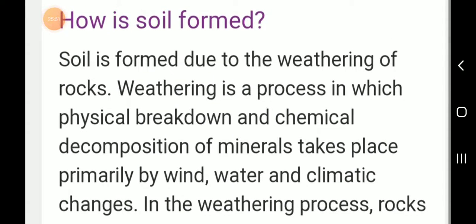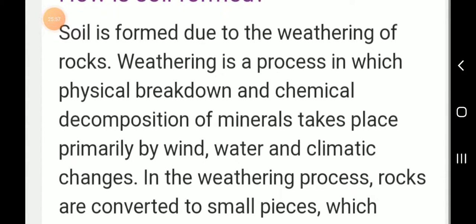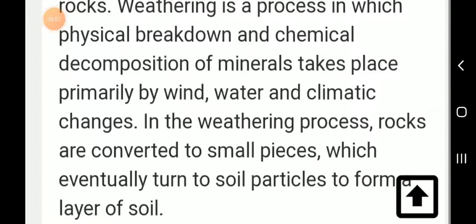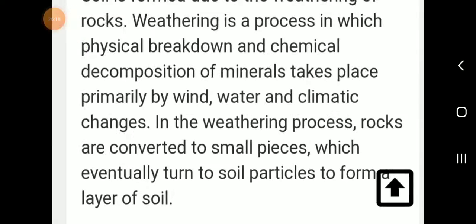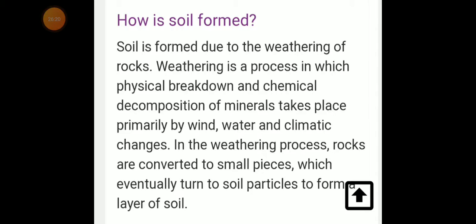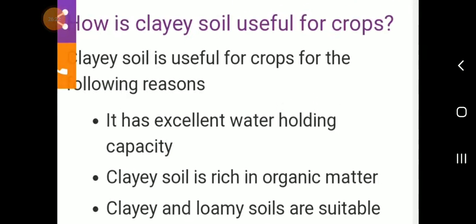Next question. How is soil formed? Soil is formed due to weathering of rocks. Weathering is a process in which physical breakdown and chemical decomposition of minerals takes place primarily by wind, water and climatic changes. In the weathering process, rocks are converted to small pieces which eventually turn to soil particles to form layers of soil.